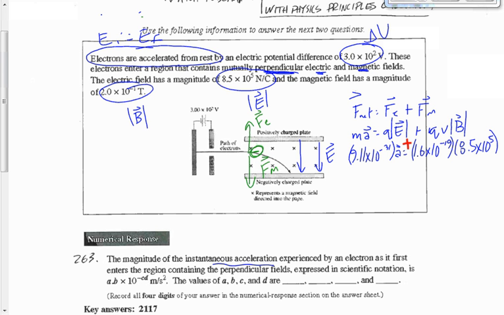Now let's add to that the magnetic force, QVB. 1.6 times 10 to the minus 19 is Q. Oh, what's V? How fast is this electron moving as it enters this electric and magnetic field? We don't know, do we? Does anybody have a suggestion as to how I might find the speed that it's moving as it enters the magnetic field? Connor?